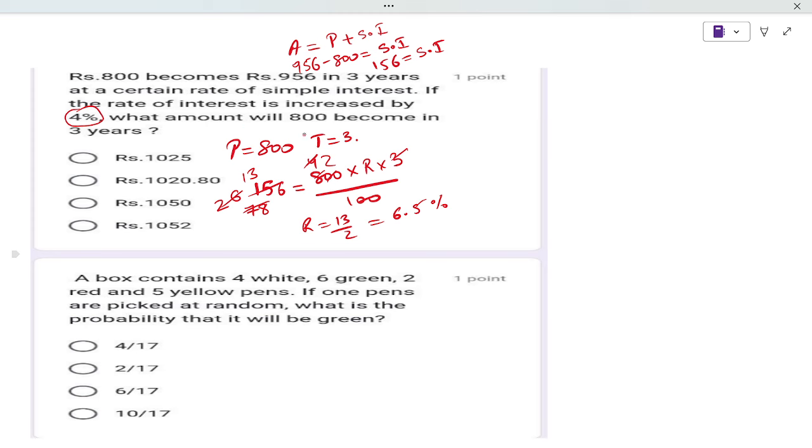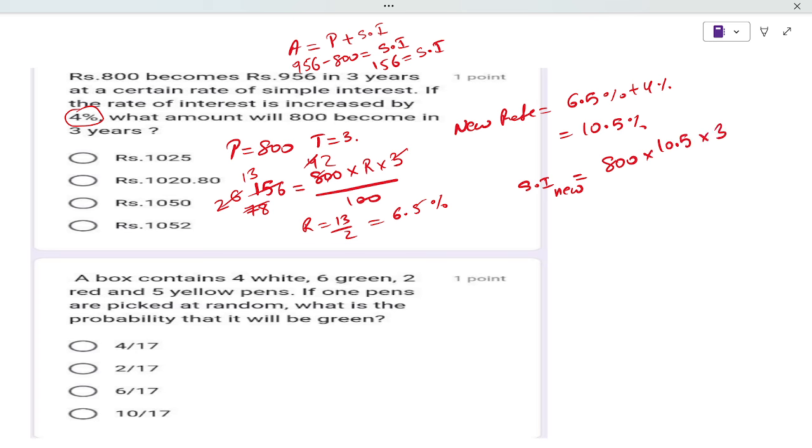Increase means plus. So here the new rate will be 6.5% plus 4% increase, which is 10.5%. So the simple interest for the new rate will be what? Principal is 800, rate is 10.5%, for how many years? For 3 years, divided by 100.